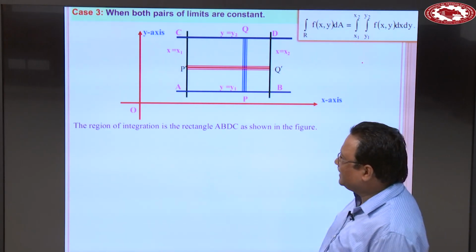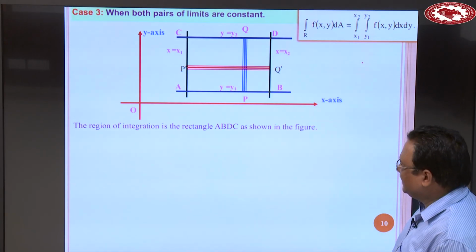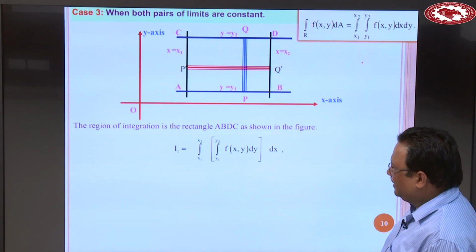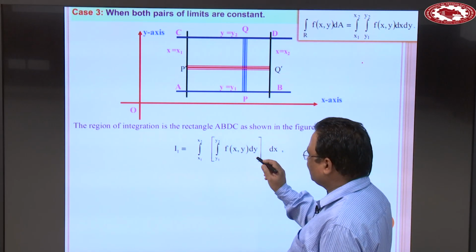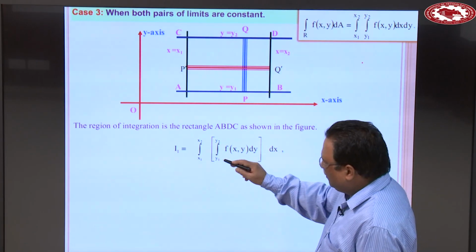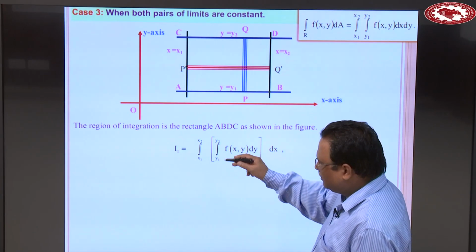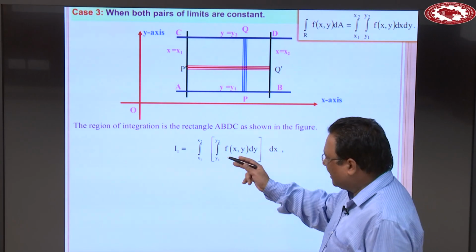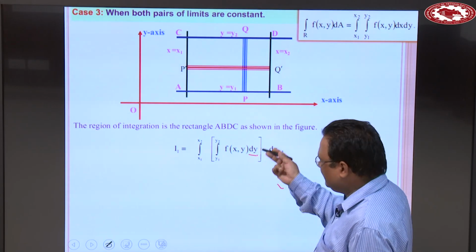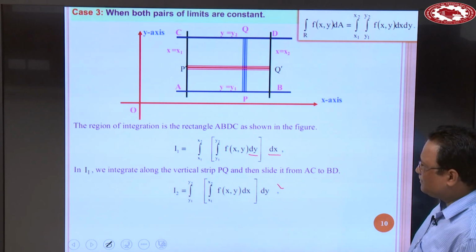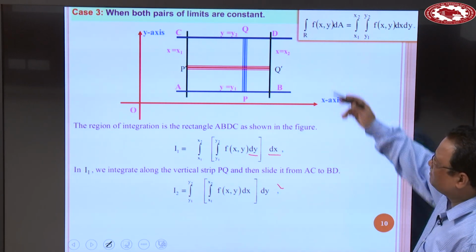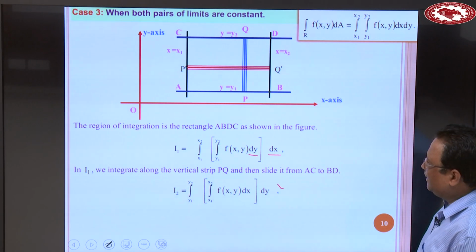So region of integration is rectangle ABCD as shown in the figure. So you can evaluate I is equal to ∫∫ f(x,y) dy dx with limits x1, x2, y1, y2. So y1 and y2 अगर आप ऐसे लिख रहे हो, in fact these are constants, okay. अगर y1, y2 लिख रहे हो तो with respect to y, okay, and then with respect to x, ठीक है. और अगर आप स्ट्रिप डिफरेंट ले रहे हो, डिफरेंट मीन्स स्ट्रिप इज पैरेलल टू एक्स एक्सिस ले रहे हो, ठीक है.